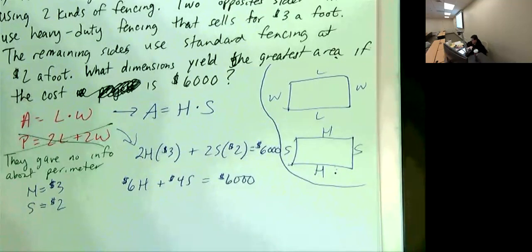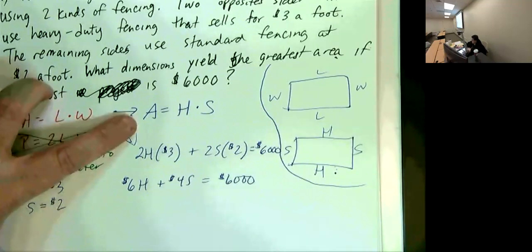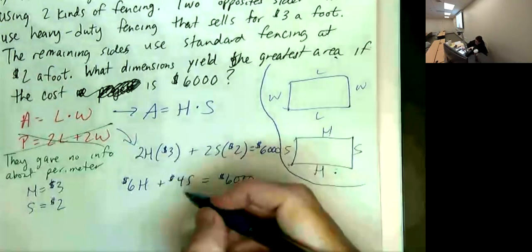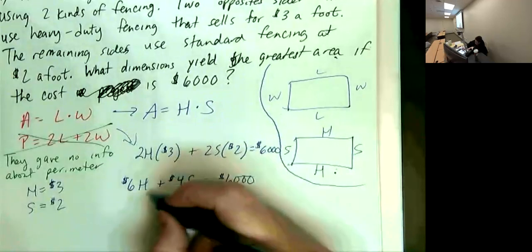It doesn't matter which letter you solve for, we want to get A down to a single variable. Because if we do, we can take the derivative and find the relative max. So I'm going to solve for S here because I like the 6 going with the 6,000.